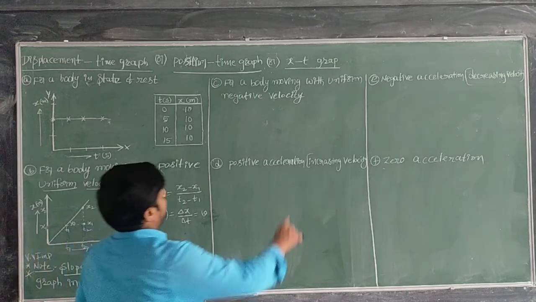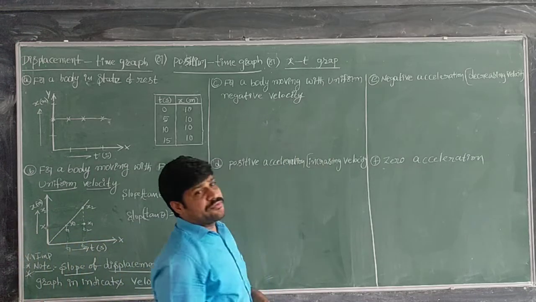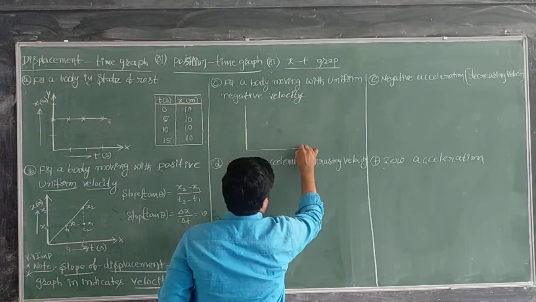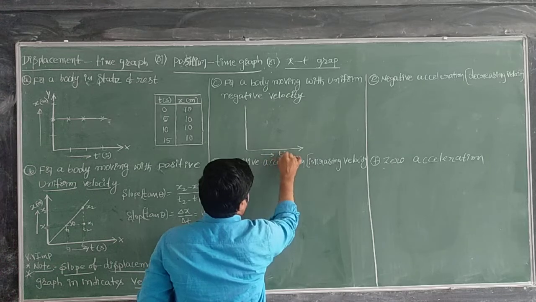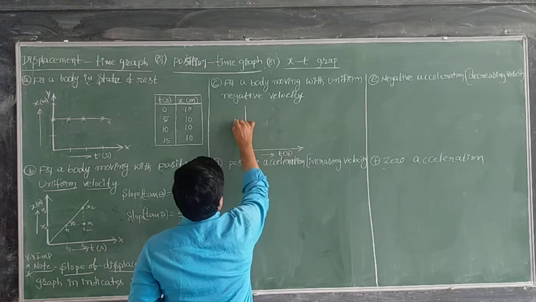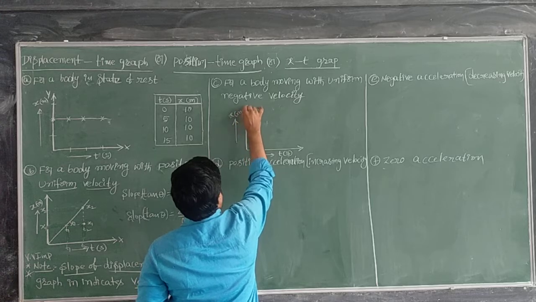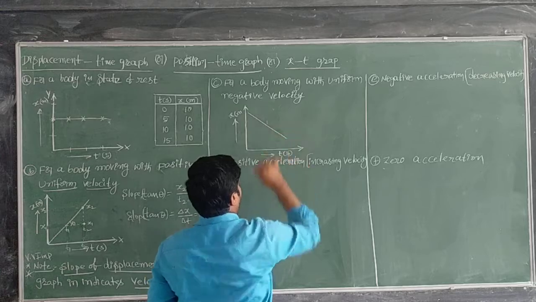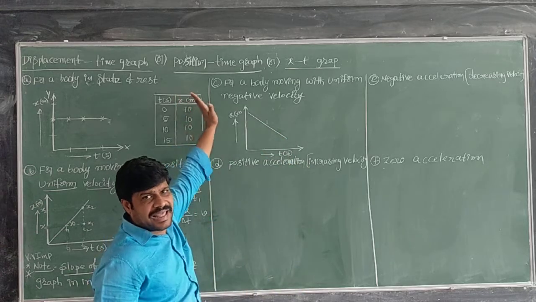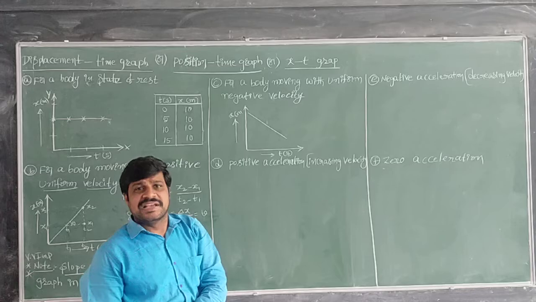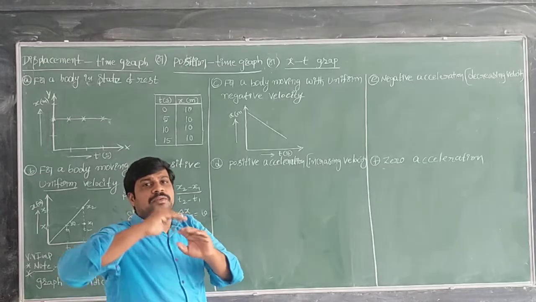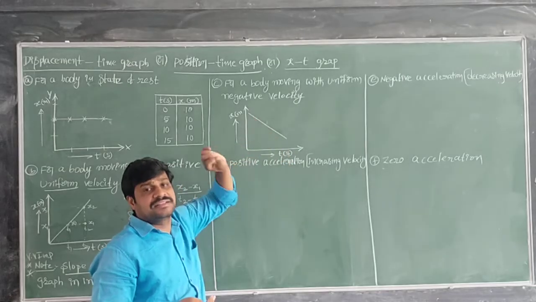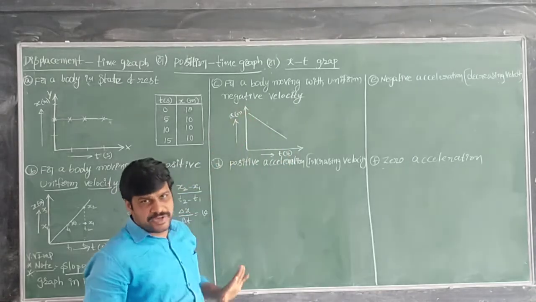Next, for a body moving with uniform negative velocity. Take one graph with time on the x-axis and displacement on the y-axis. In that case, we draw the graph like this. Uniform means the line is straight, with no curved shape. If we draw a linear line, it represents uniform negative velocity.